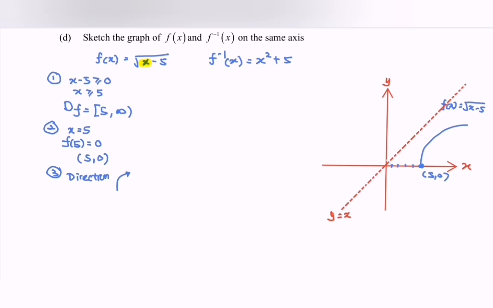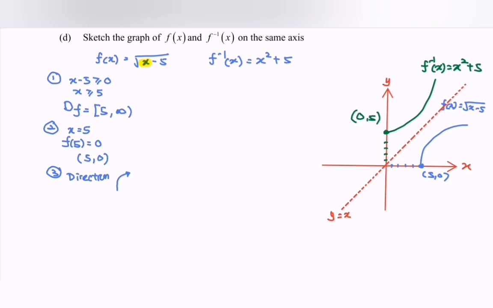So let's say here we have 1, 2, 3, 4, and 5. So here will be the coordinate, then we will have (0, 5). If we reflect, the graph will be something like this. So here we have the f inverse of x, which equals x squared plus 5.